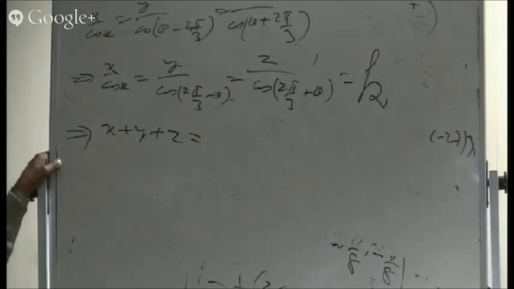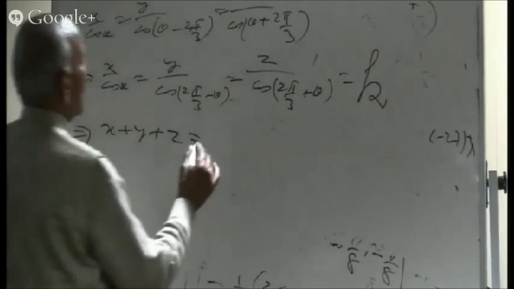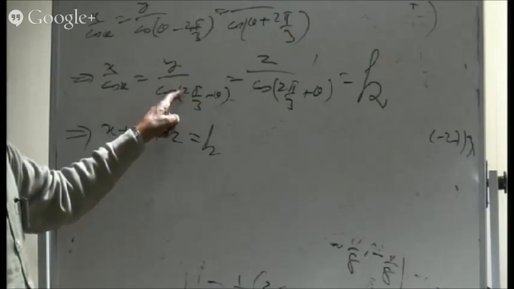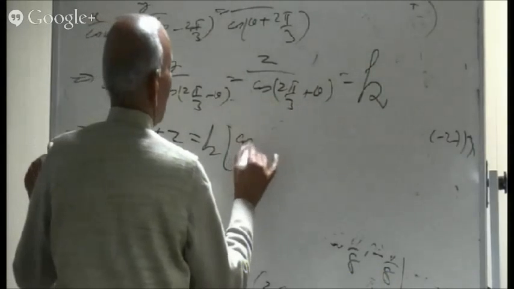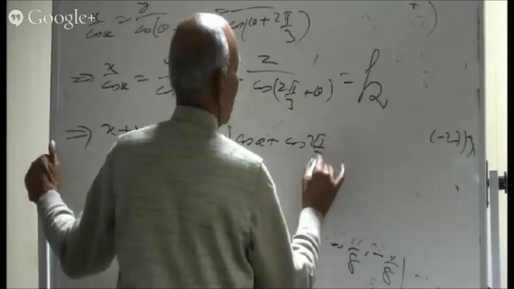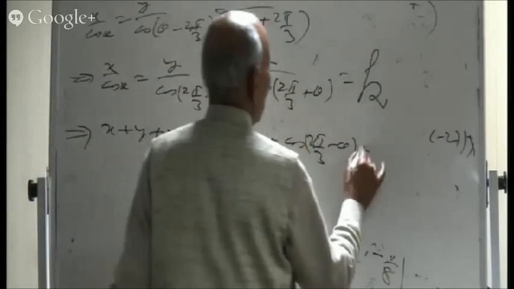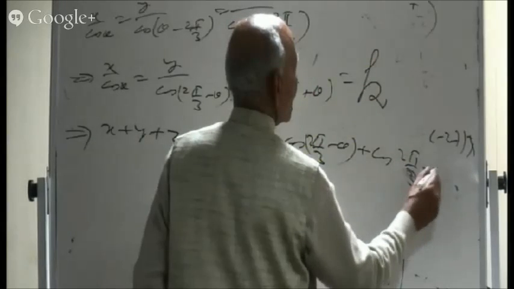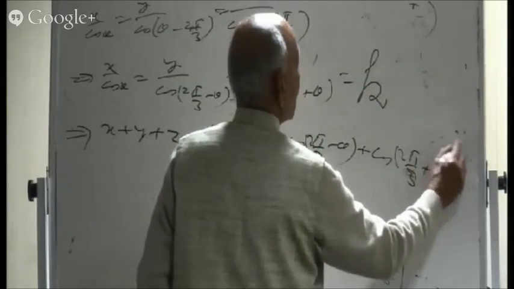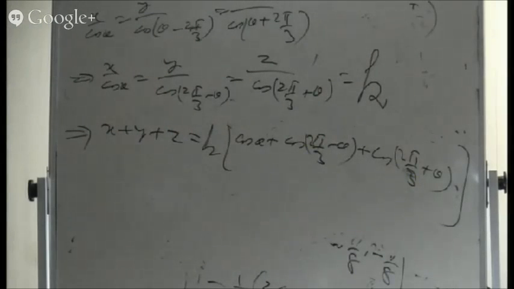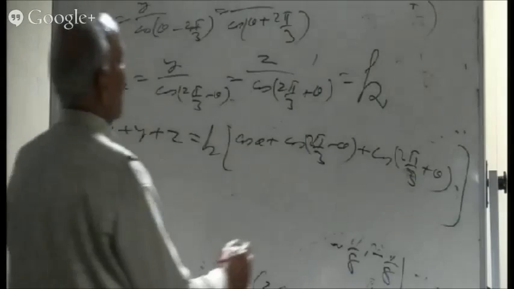So here x plus y plus z is equal to what it should be, k into cos theta, and here also k into cos theta. So k I am taking as common. So here I am writing cos of theta, then cos of 2 pi by 3 minus theta, then cos of 2 pi by 3 plus theta. Is this step clear? And then some simplification. I think better to simplify here.